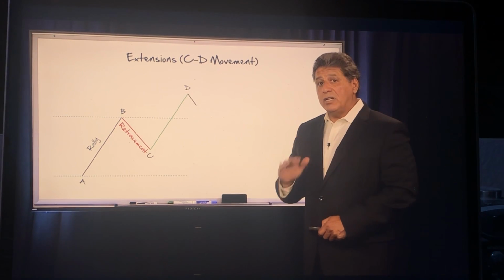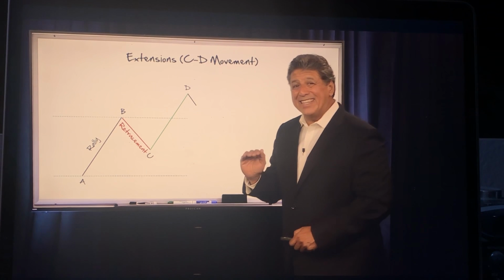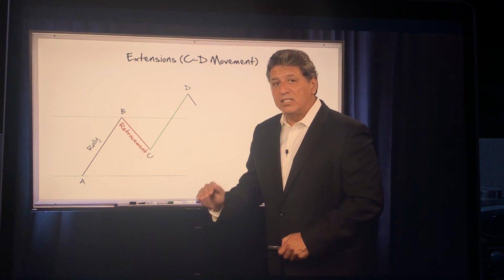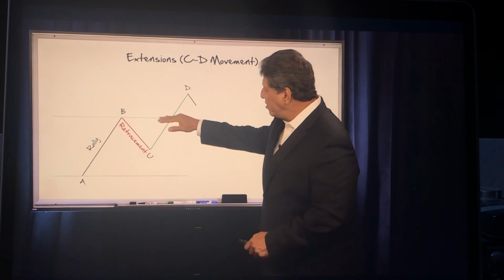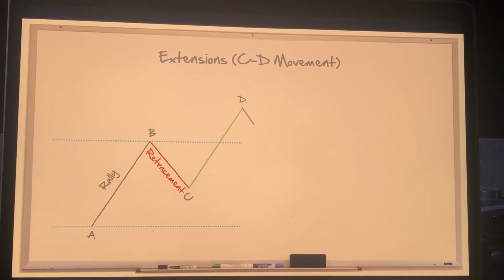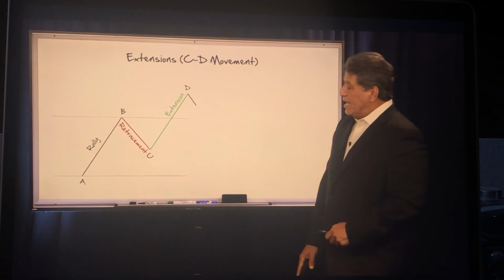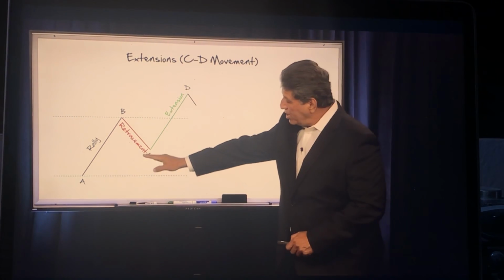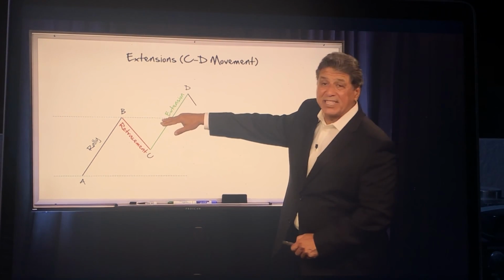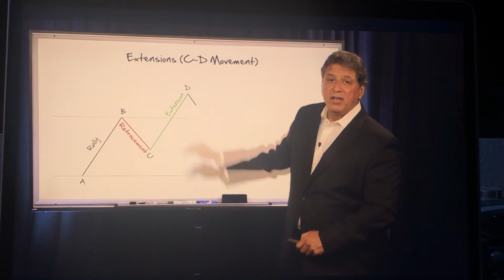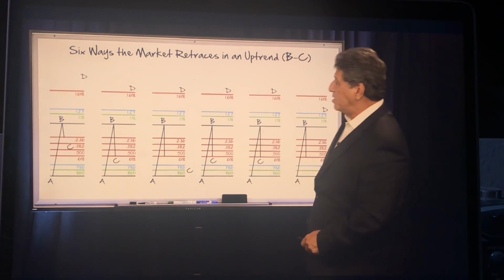One of the things you need to understand is that the extension does not start until the market is above the B high. As long as the market is inside an AB boundary, it has not started to work on the extension. The extension becomes the extension when it goes above the B high. So let's look at some charts here.